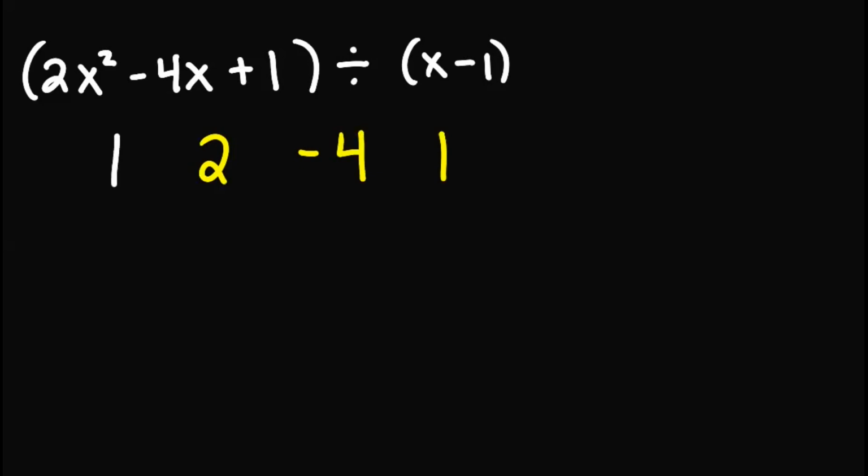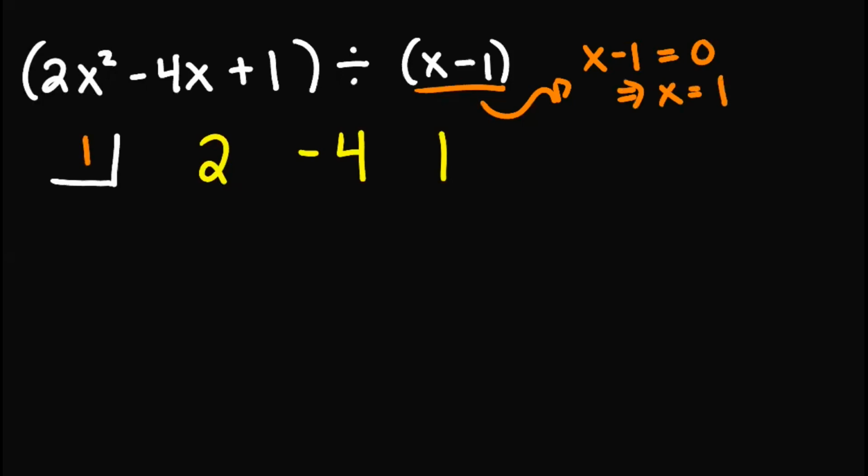Write the small box out here. Equate the divisor to 0. So we'll have x minus 1 equals 0. That will give us x equal 1. So we'll have 1 out here. Write out this division line. And we start the synthetic division process.